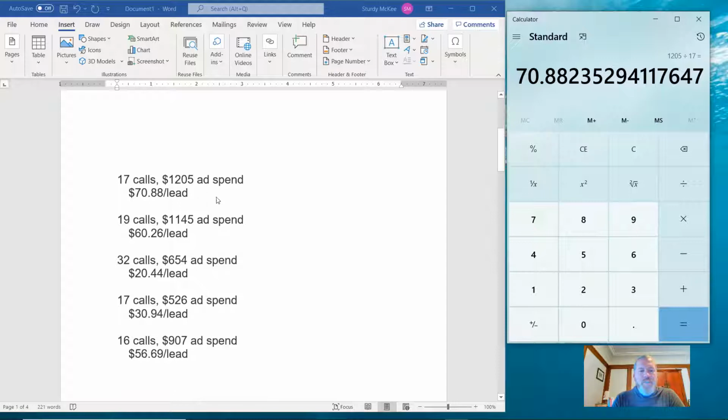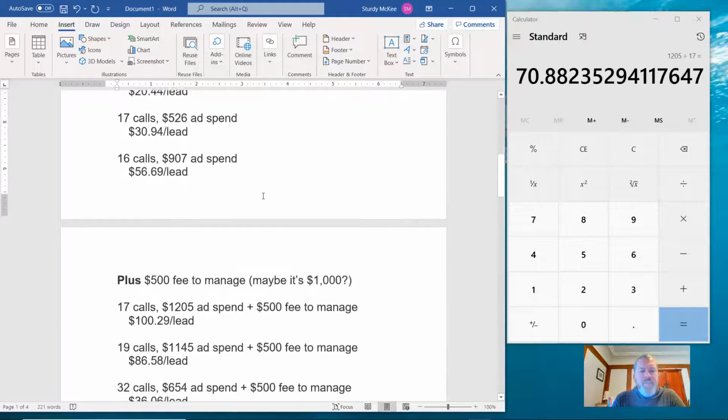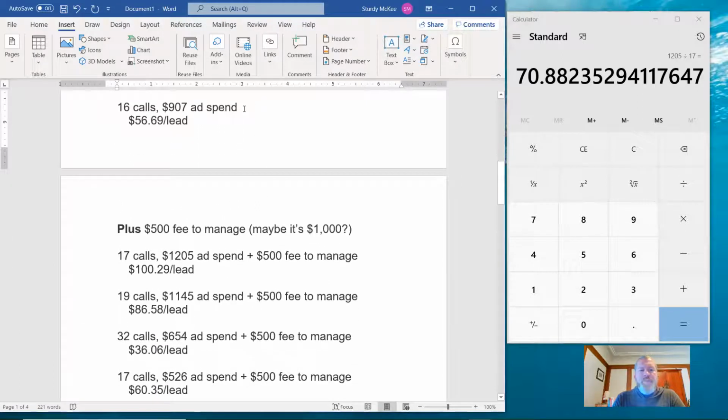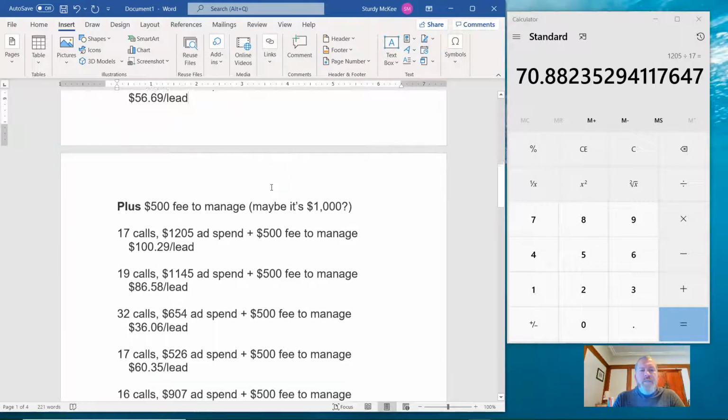So I've done each of the examples here: 70.88, 60.26, over here 20.44, hey, maybe not bad, right? $30, $31, and $57. So that's your cost per lead. Super simple. You take the cost, you divide by leads, right? Cost per lead.